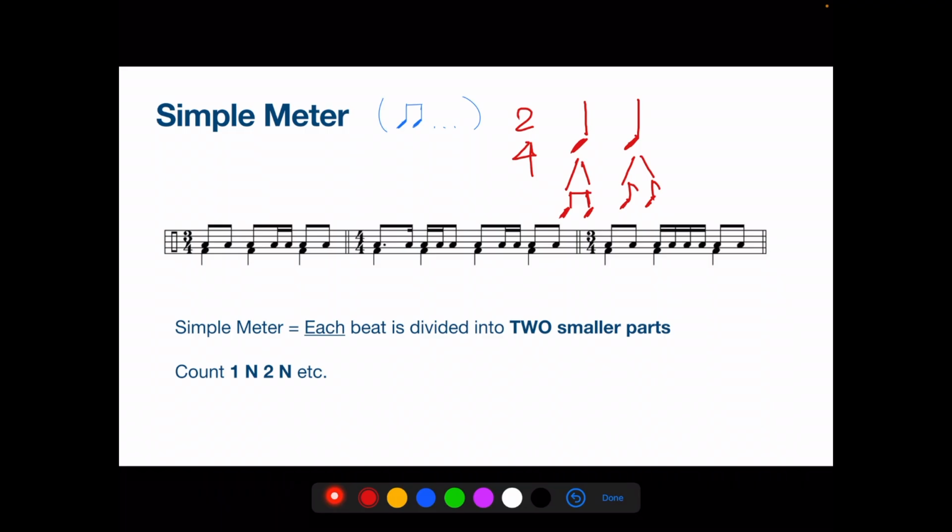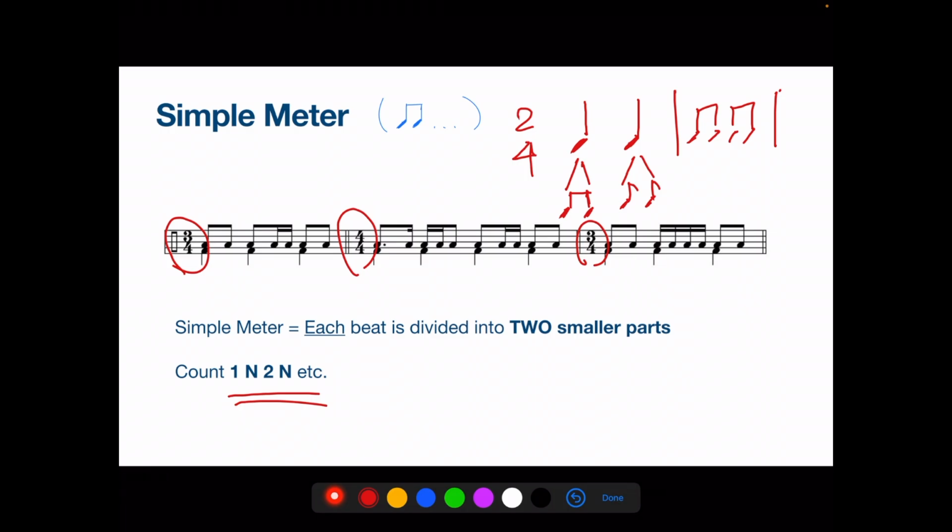So a 2/4 meter, you could see something that looks like this, where you have two quarter notes, or this. Okay, so that's 2/4, and here you can see 3/4, 4/4, 3/4, which is the same one. So simple meter, each beat is divided into two smaller parts, and you would usually count, this is extremely important, you would count 1 and 2 and 1 and 2 and. Okay, and we're gonna have an example for you pretty soon.